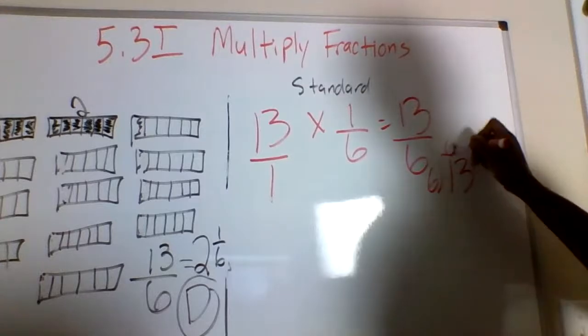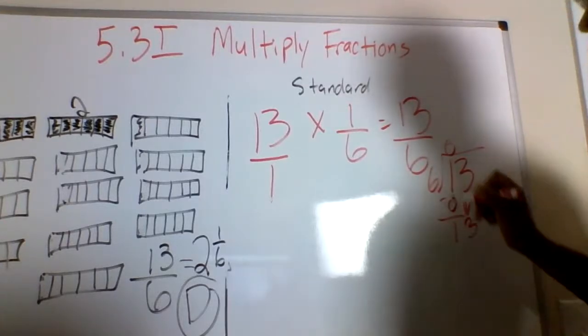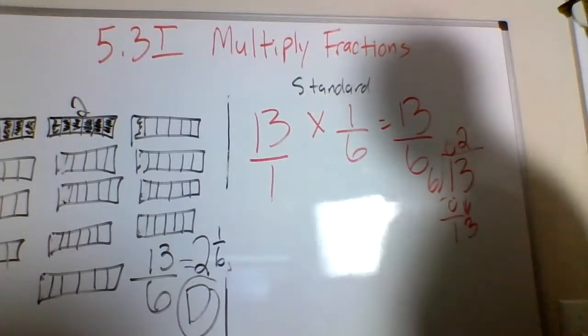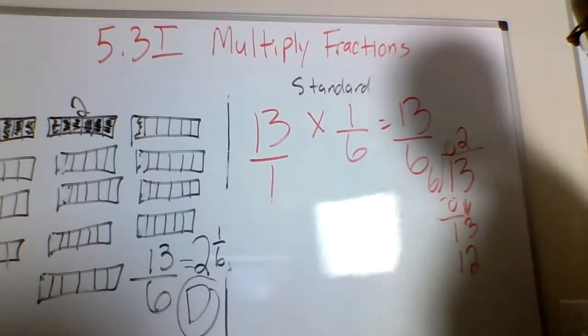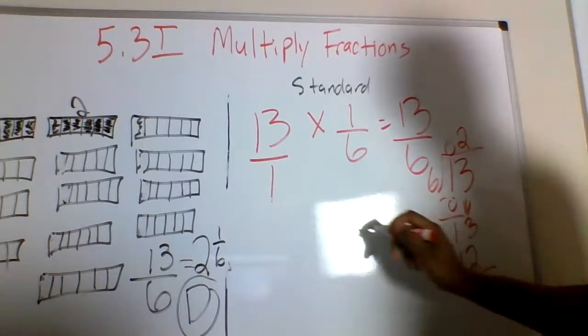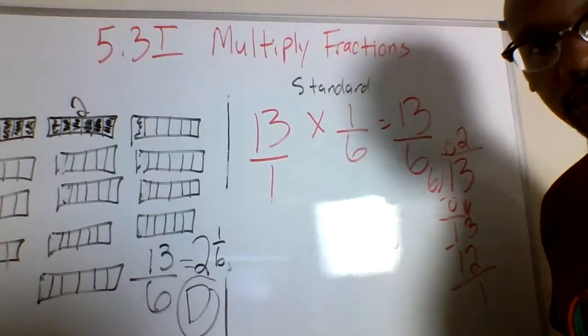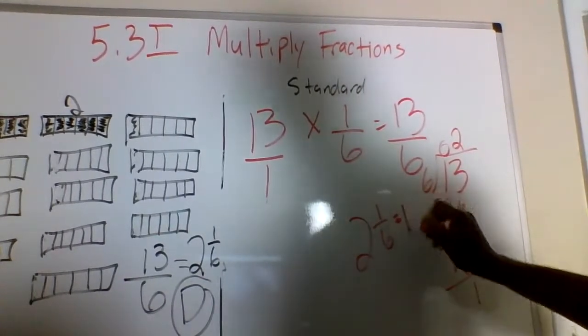Well, 6 doesn't go into 1. That's 0. 1. Then bring down the 3. 6 goes into 13 2 times. 2 times 6 is 12. Subtract, that's a remainder 1. So I have 2 whole, and I have a remainder 1 out of 6 left over. So that's how you got 2 and 1/6, which is D.